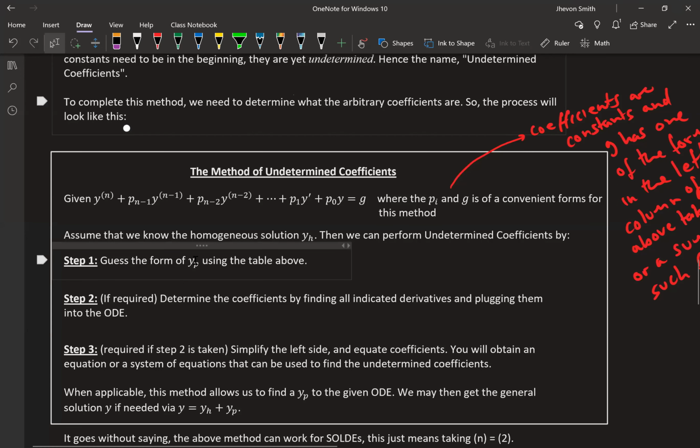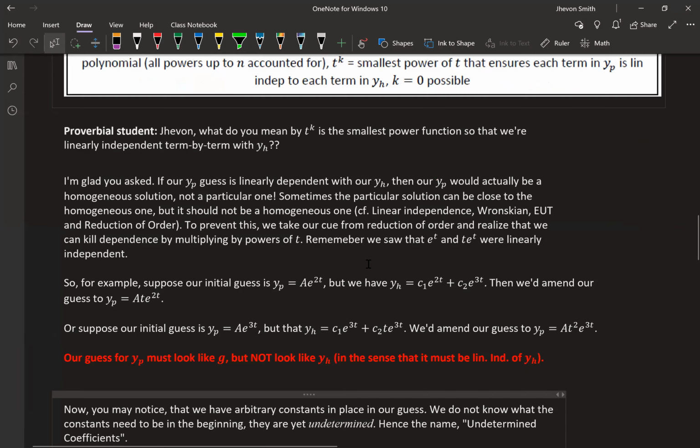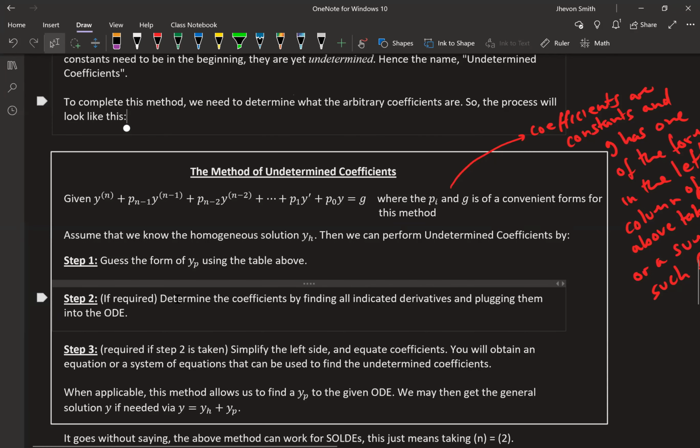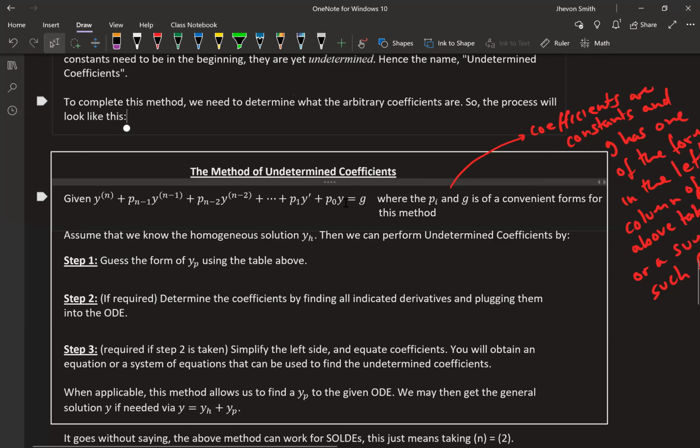And step one is to just make the guess. Make the guess based on how I told you to make the guess in this table. Step two is if it's required. It's not always required. There are times where I'm going to just ask you for the general form of the particular solution without having you actually solve for the specific particular solution. So if it's required, you can find all the coefficients by actually finding all the derivatives of your guess and plugging them into the differential equation.